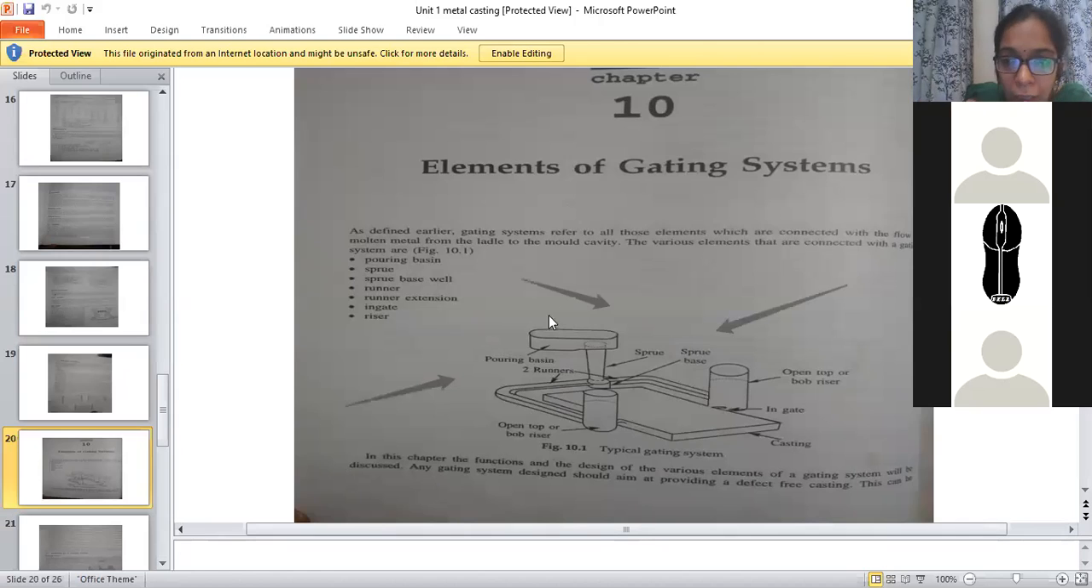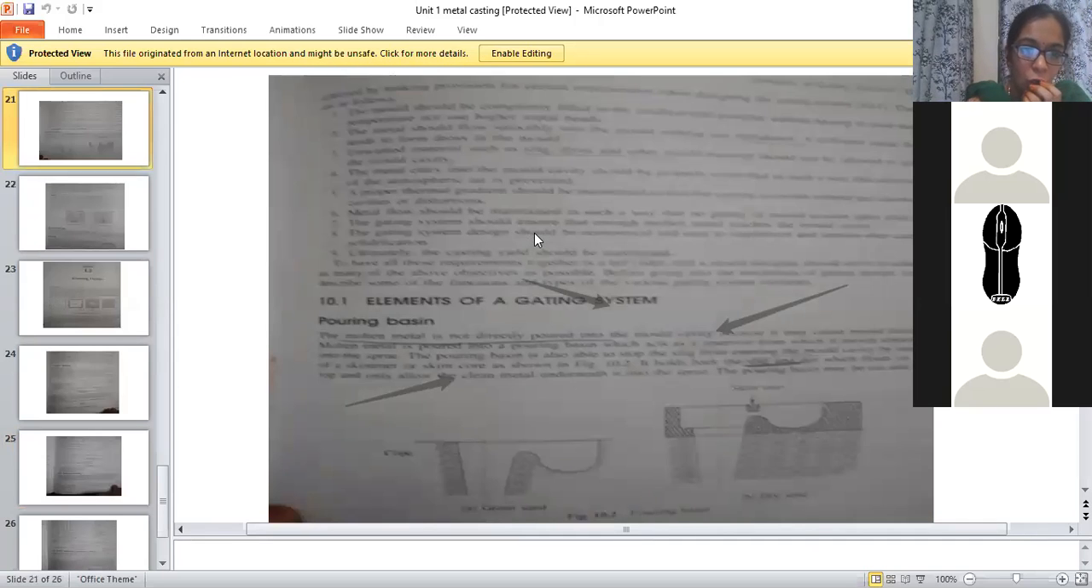So here you can see there are different types of elements. The first one is the pouring basin, the second one is the sprue, the third one is the runner, and here you can see there are different risers. The fourth one is the cavity. Please draw this diagram exactly the same as in the textbook. You have to draw it individually.